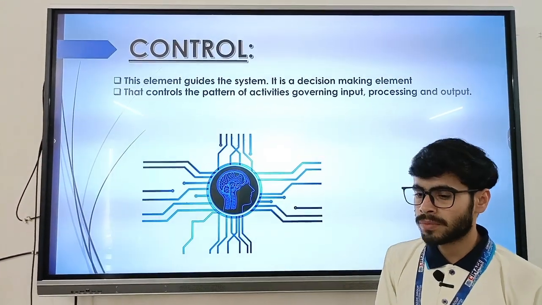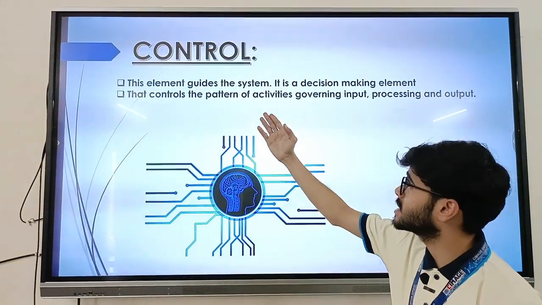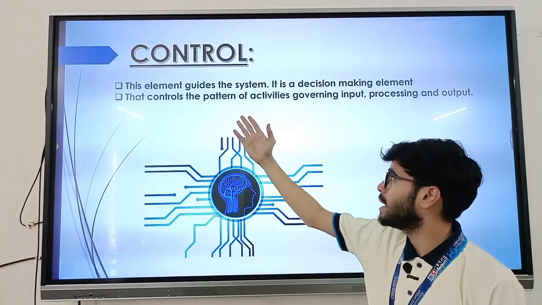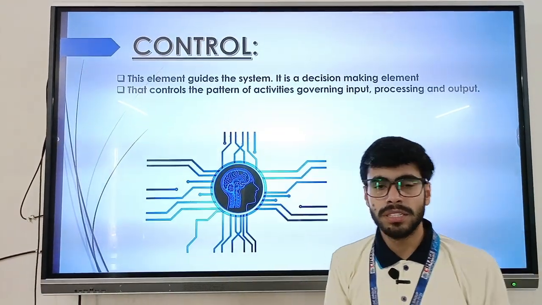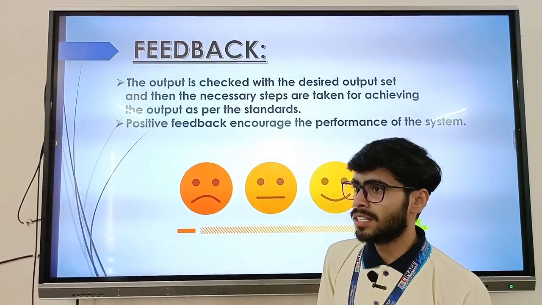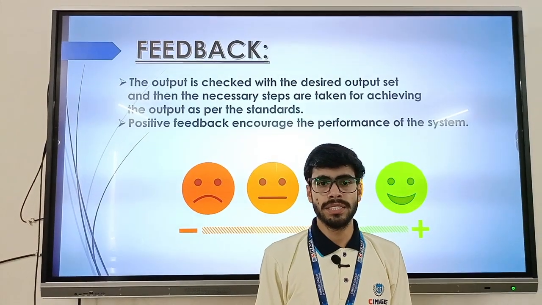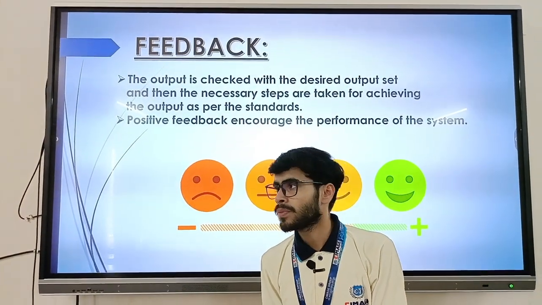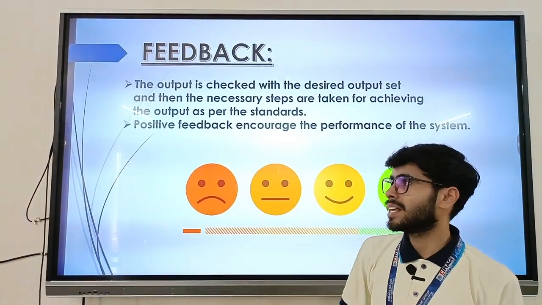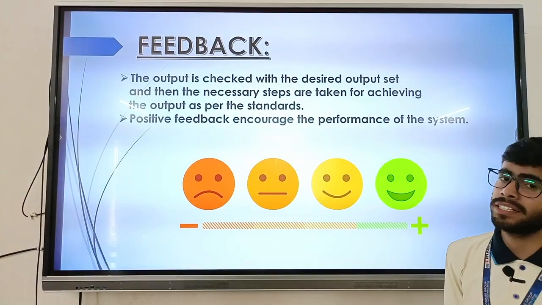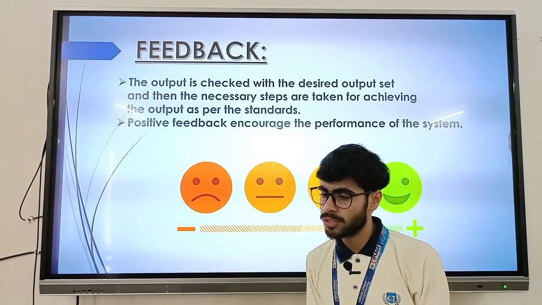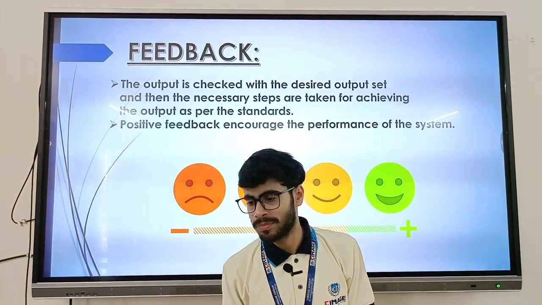Now we have control. Control elements guide the system and take the decisions and control the pattern of activities governing input, output and processing. Now we have feedback. After getting the output, we compare the output with the desired output, and if the output is not as per the standard, then the necessary steps are taken to achieve that standard. And one more thing, positive feedback also encourages the performance of the system.